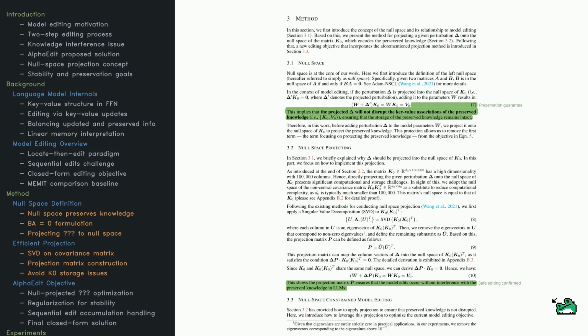Equation 9 then defines the projection matrix using those directions. Finally, equation 10 shows the result. Apply this projection, and your update won't harm old knowledge. It's like performing brain surgery with a precision laser, leaving everything else intact.